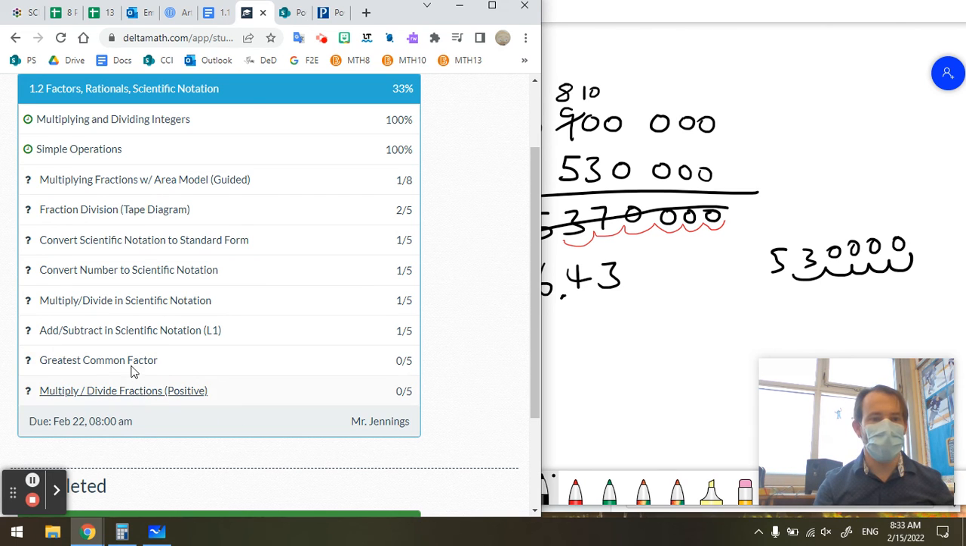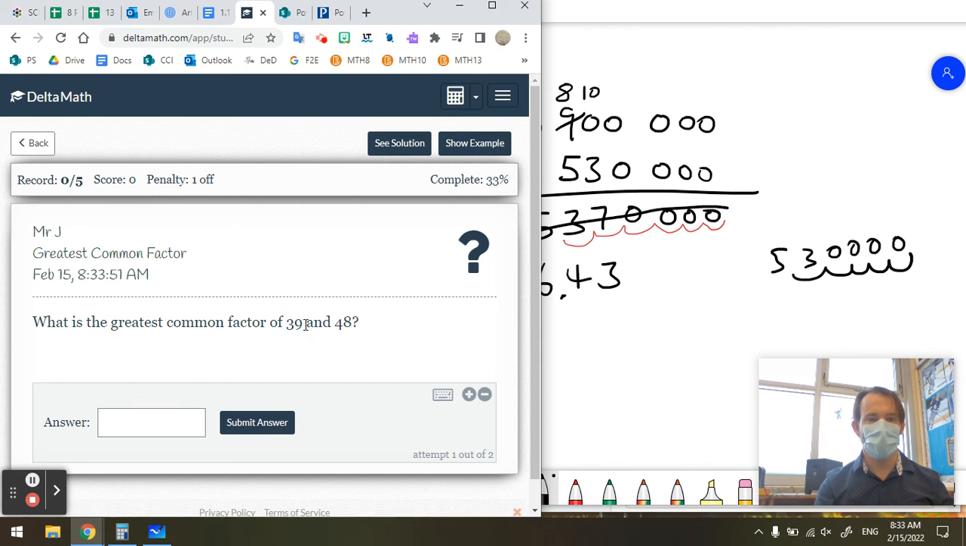And last two things. We are going to go back to using our factor practice from yesterday to do some greatest common factors. What is the greatest common factor of 39 and 48? 2. They're not both divisible by 2, so I can't use 2. Are they divisible by 3? Yes. 39 is divisible by 3 because 3 plus 9 is 12. Cool, it's divisible by 3. 4 plus 8 is also 12, so that's also divisible by 3.